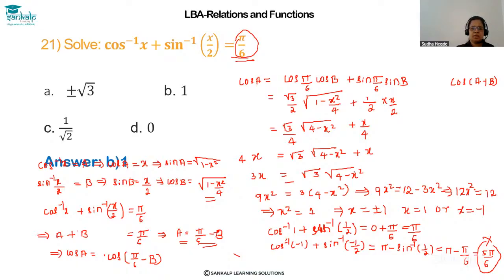Okay, got it right? So, first you need to take cos inverse x as A and sine inverse x by 2 as B. Then taking cos on both sides and expanding using cos(A − B) and simplifying, you will get x value as plus or minus 1. Since 1 satisfies the given condition but minus 1 does not, therefore option B, 1 is the correct answer. Okay, got it right? Thank you.